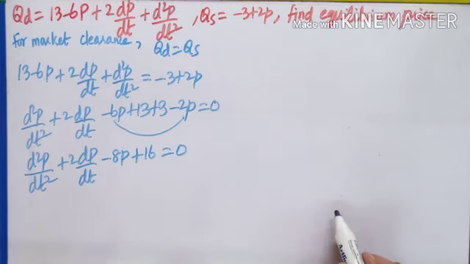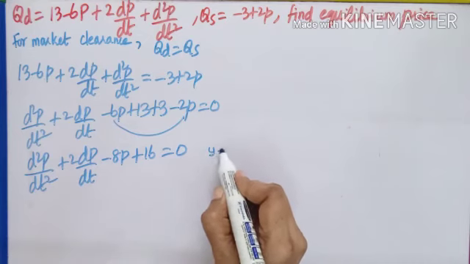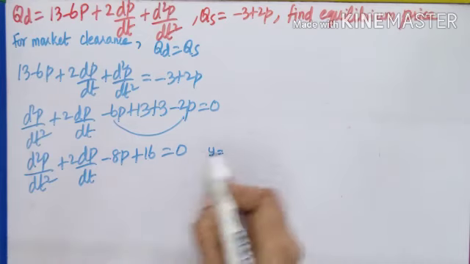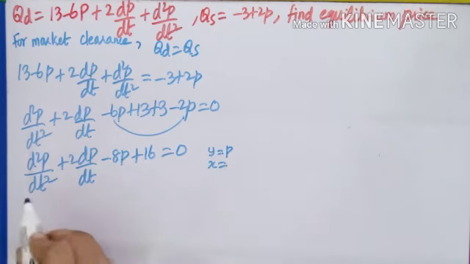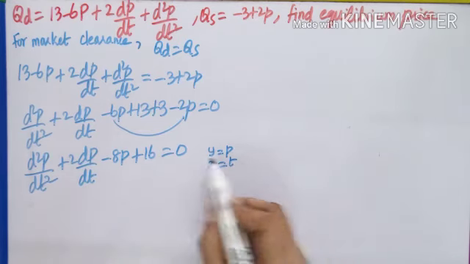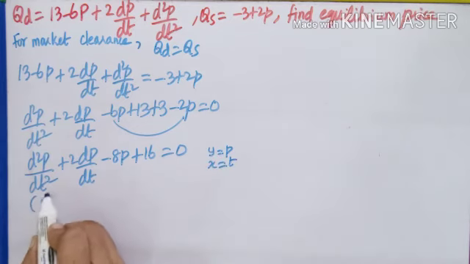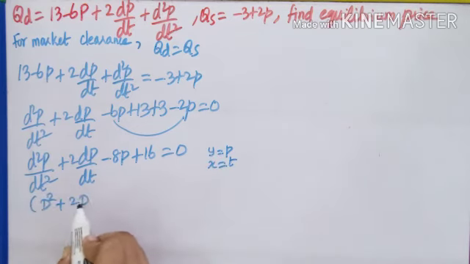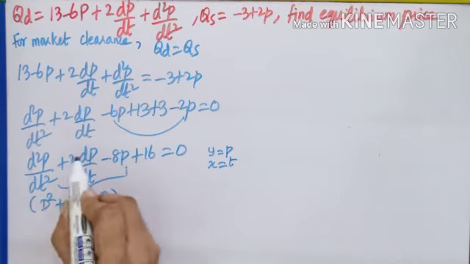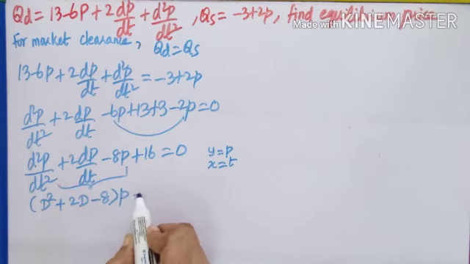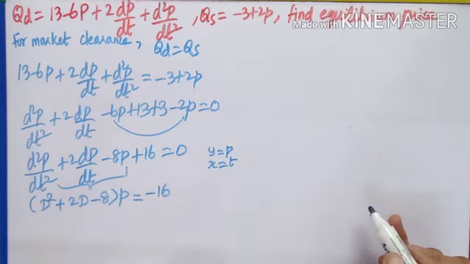Remember, instead of y, p is coming. So in the earlier problems it was y, now it is p. And in the earlier problems it was x and now it is t. So we used to take y out. So how should I write it? (D² + 2D − 8) p, all these three, p is common, which I bring out. +16 will go as −16.